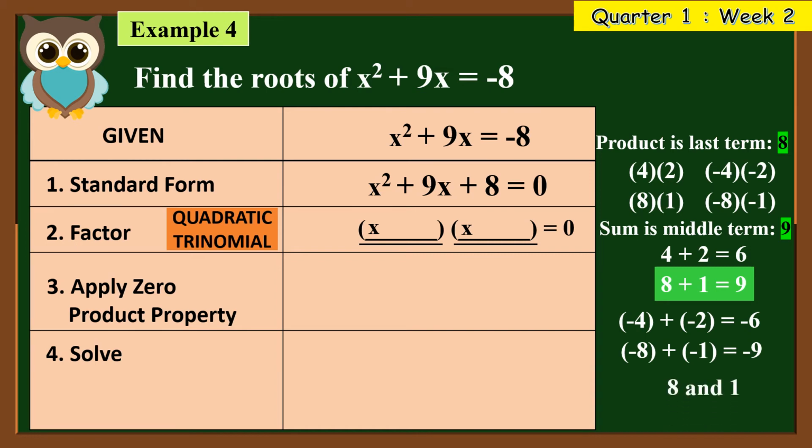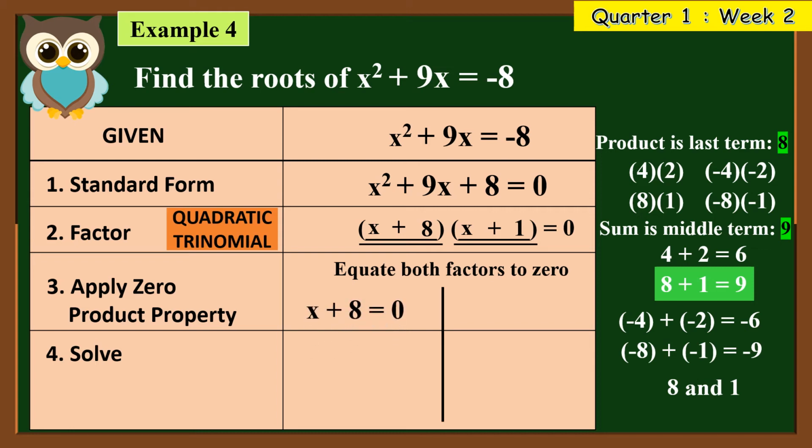So we have to write the two factors here on our factors. Now, what about their sign? We'll just simply follow the sign of the two factors of 8 with a sum of 9. So they are both positive. So these are the factors of our given quadratic equation. Now we are to equate both factors to 0. So you have here x plus 8 is equal to 0 and x plus 1 is equal to 0.